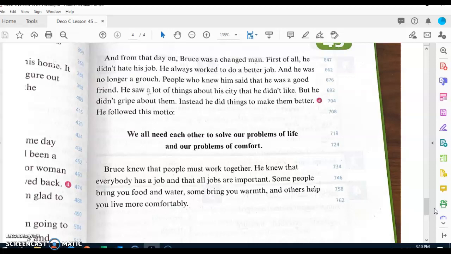He followed his motto: we all need each other to solve our problems of life and our problems of comfort. Bruce knew that people must work together. He knew that everybody has a job, and that all jobs are important. Some people bring you food and water, some bring you warmth, and others help you live more comfortably.